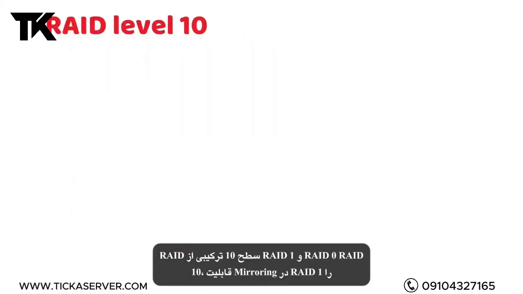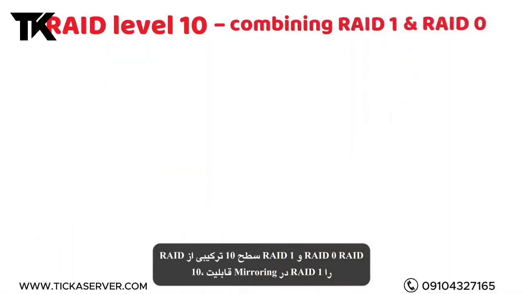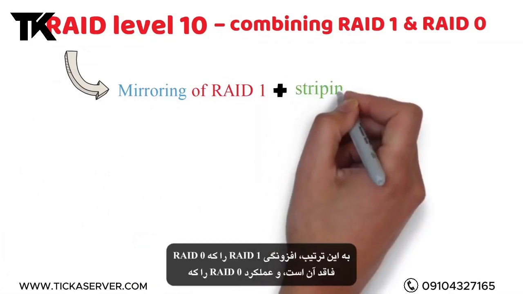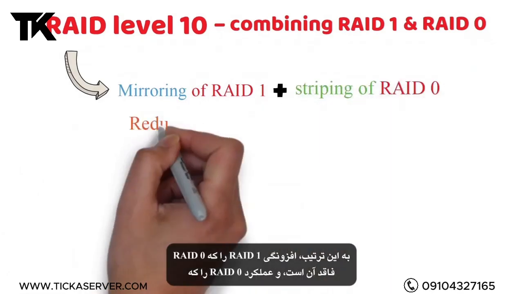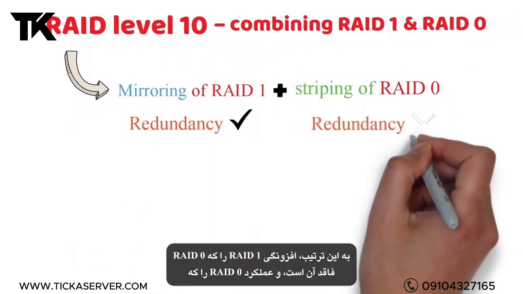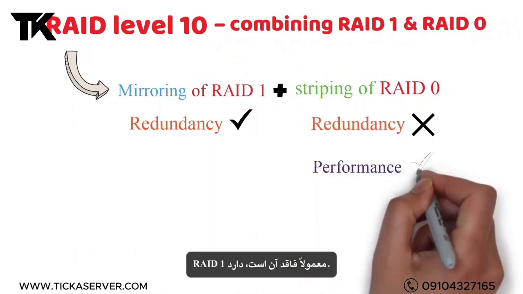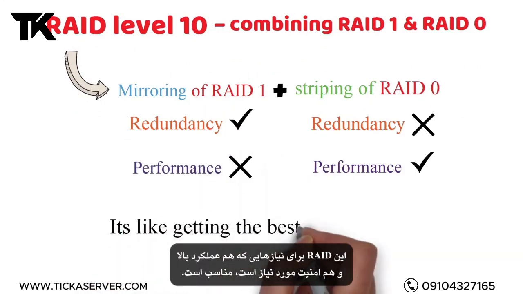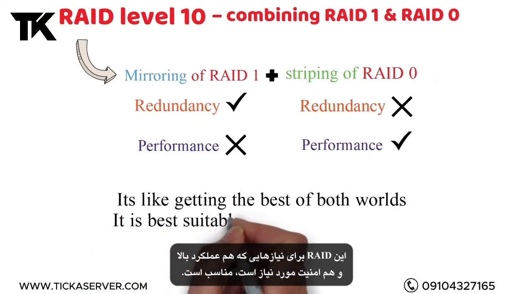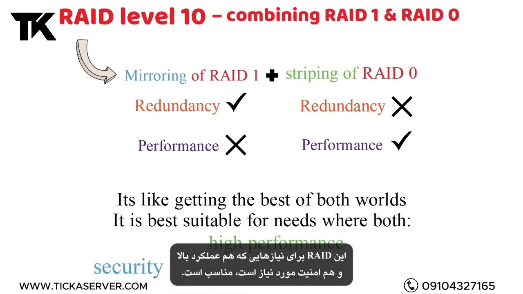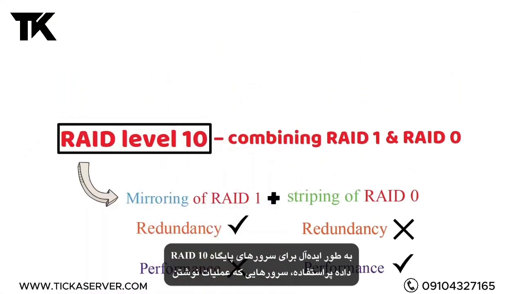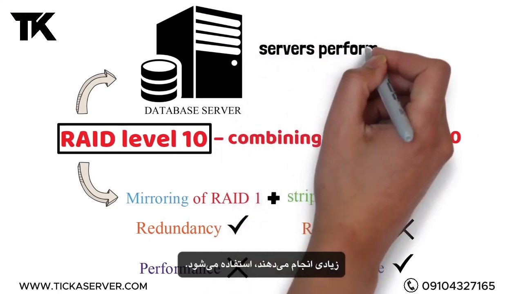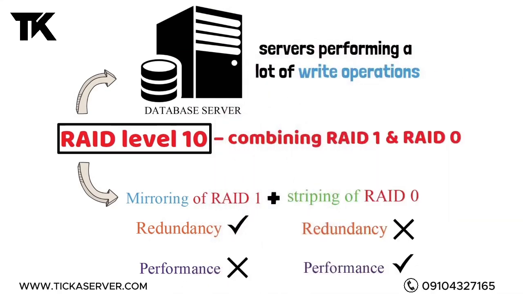RAID Level 10. Combining RAID 1 and RAID 0. RAID 10 combines the mirroring of RAID 1 with the striping of RAID 0. This way it has the redundancy of the RAID 1, which the RAID 0 lacks, and the performance of a RAID 0, which is what a RAID 1 tends to lack. It's like getting the best of both worlds. It is best suitable for needs where both high performance and security is required. RAID 10 is ideally used for highly utilized database servers performing a lot of write operations.